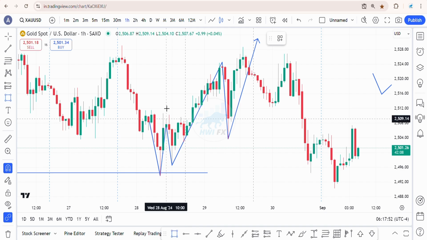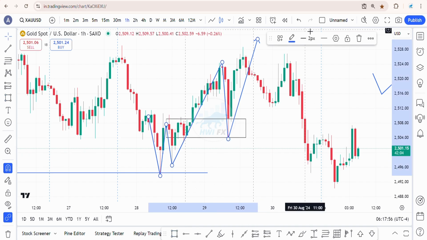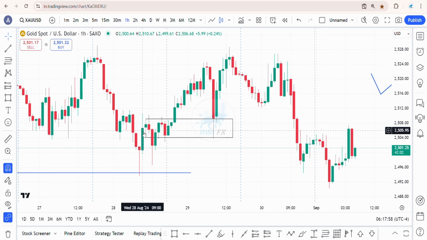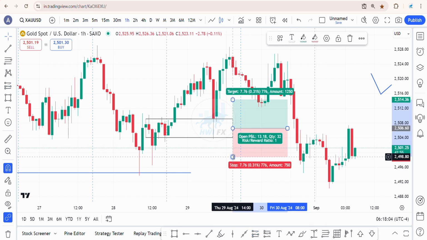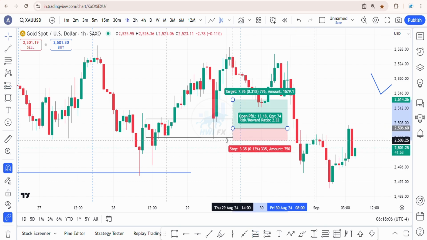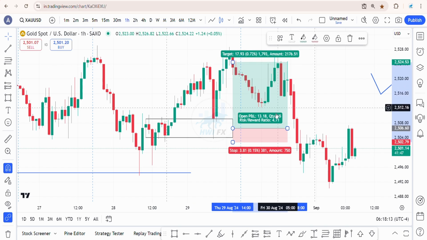So what is the mitigation block? This becomes a mitigation block here. If we delete this and look properly, this is a mitigation block. So this was a mitigation block entry. We could have entered at the 50% of the mitigation block, with a stop loss below the mitigation block, like 20 pips, and then targeted this high. Okay, and then this 1 to 4, 1 to 4.5 trade was absolutely done.